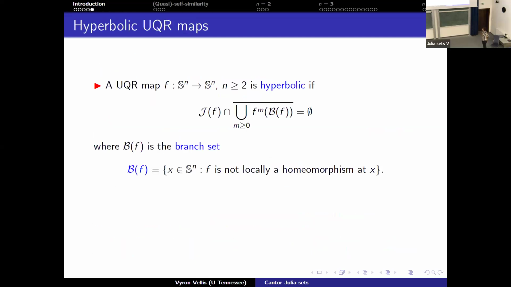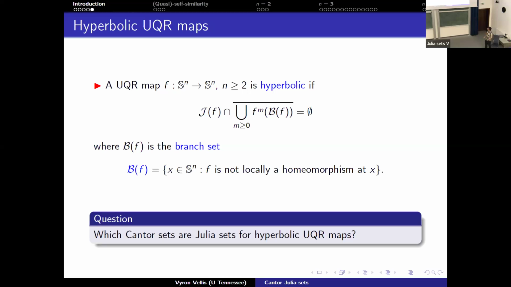So here's the definition. A UQR map, I'm going to call it hyperbolic if the Julia set does not meet the post-branch set, or I guess here it's called the post-critical set. Okay, so the branch set is the set of all points where around that the map fails to be a homeomorphism. Another thing is that a quasi-regular map which is a homeomorphism is quasi-conformal. All right, so let me now pose the question that I'm going to be dealing with for the rest of my talk. Which Cantor sets are Julia sets for hyperbolic UQR maps?